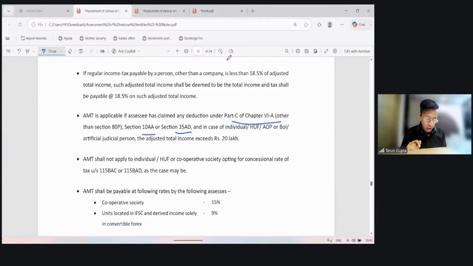To come back to AMT, it is applicable only in case of assessees other than companies who are either claiming a Chapter VIA Part C deduction, meaning the profit-linked deductions, except the deduction under Section 80P, or claiming a deduction under Section 10AA or 35AD. If you are claiming any of these three types of deduction and you are an assessee other than a company, then AMT is applicable. So if in a question you see any of these three types of deduction, you must be conscious that you have to compute AMT as well if the assessee is other than a company.